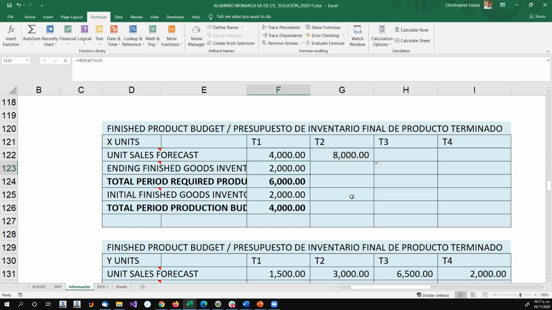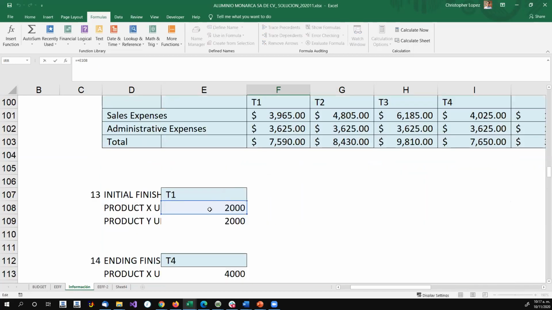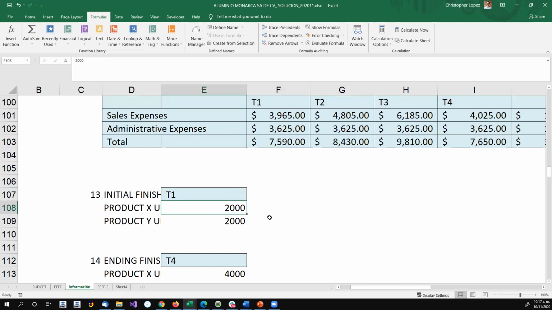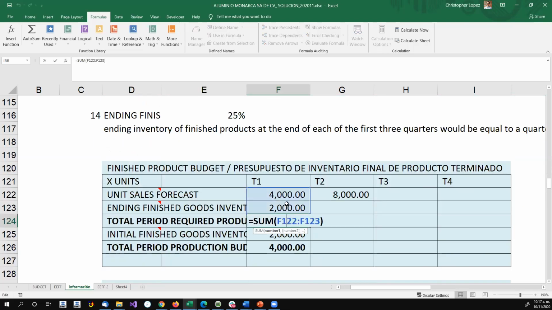That's that. Then I need my initial inventory, and my initial inventory actually comes from paragraph 15, and that's a given value. So I have the 2000 as initial inventory. These are the products that I need for this period: 4,000 to be sold and 2,000 to stay as ending inventory.